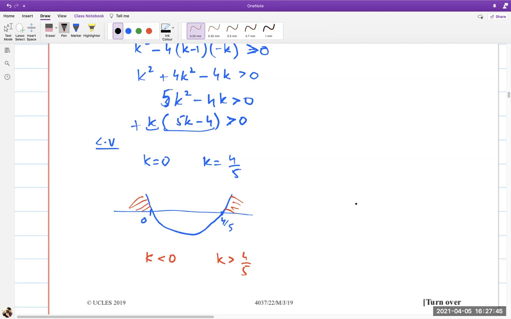Another way is that I draw a number line. And I'm like, okay, I have 0 here, I have 4 by 5 here.